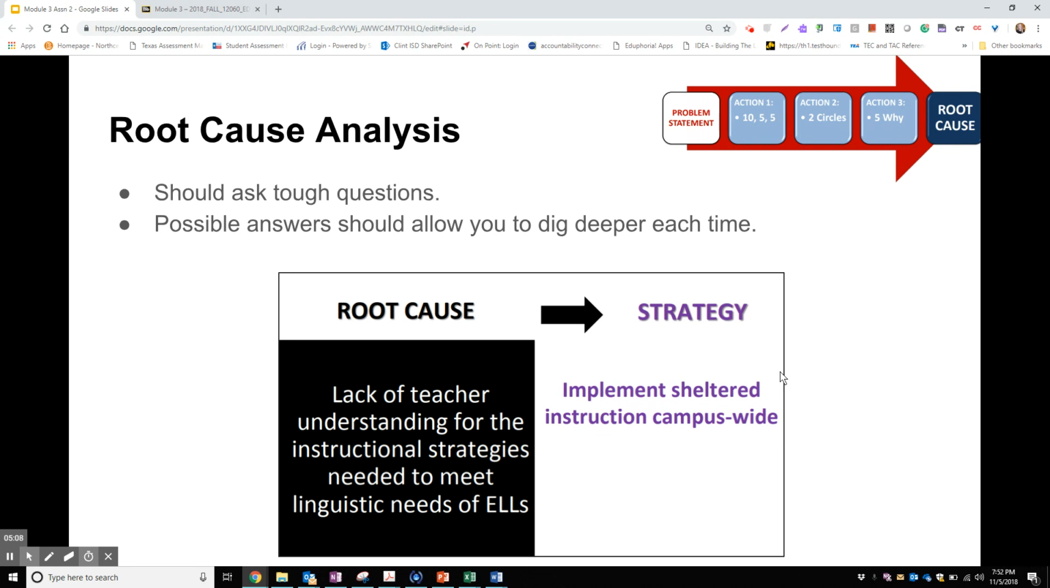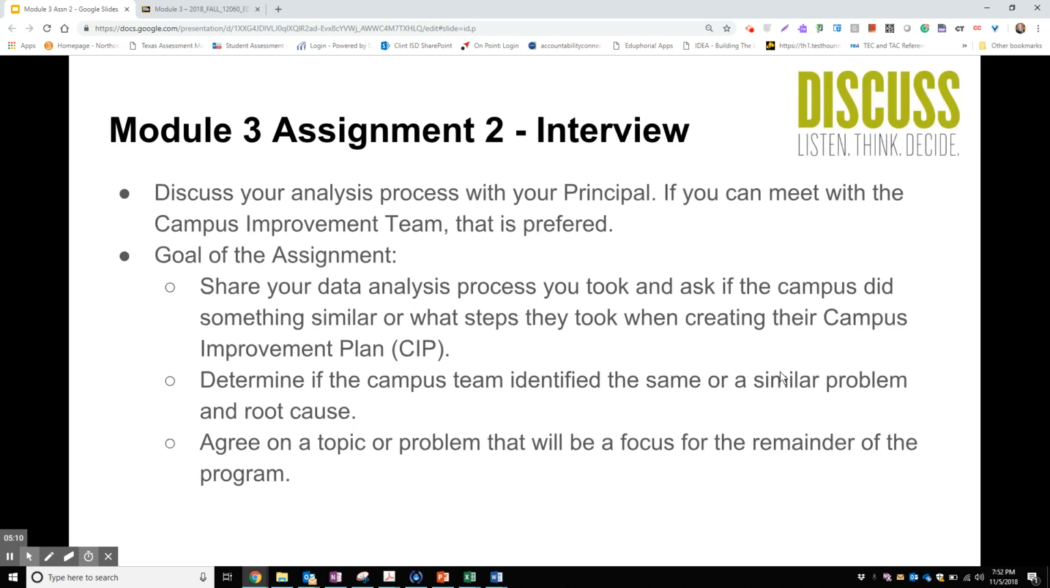You can edit what you had because the next step is meeting with your principal and possibly the campus improvement team if they're available. So what you're going to do is meet with your principal and anyone else who's available with you this week and discuss the analysis process that you took. That's why it's very important when you meet with them that you've adjusted your problem statements to have data and that your root cause analysis is meaningful.